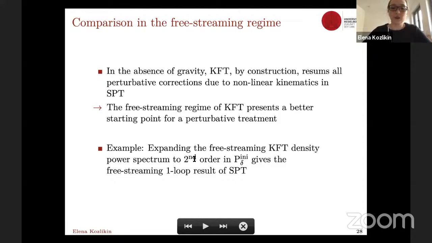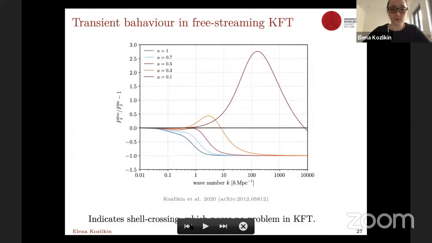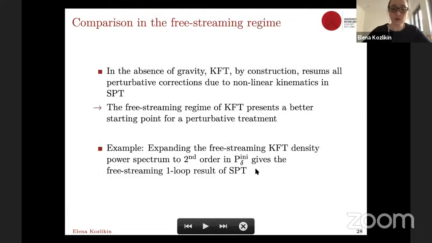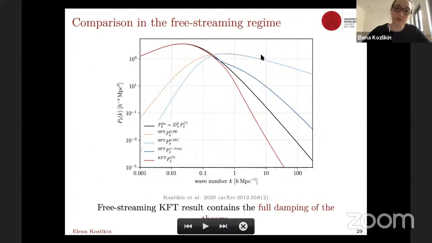So for instance, if we expand this expression here to second order in the initial density power spectrum, we will get the free streaming one loop result of SPT. So this is what is shown here. In black, you have just the linearly evolved power spectrum. You can ignore these terms, they are just contributions to this dark blue line. The dark blue line is the SPT one loop result, and the red line is the full kinetic field theory power spectrum in the free streaming regime, where interactions have been switched off.